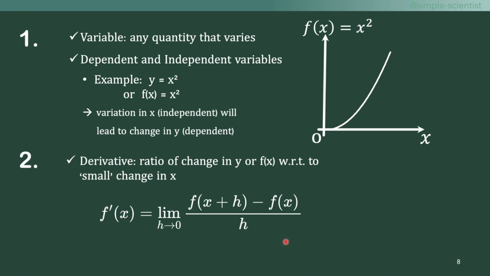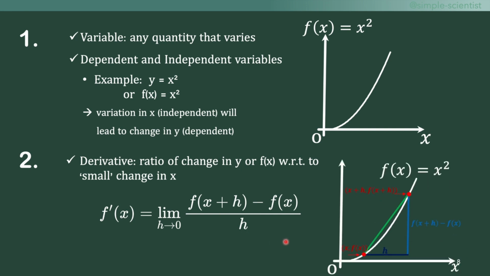Graphically, we show the derivative as shown in the figure. Change in x is h along the x-axis. See the dark blue line. Change in f of x or y is light blue line, vertical line. In fact, derivative represents slope as shown by the green line.